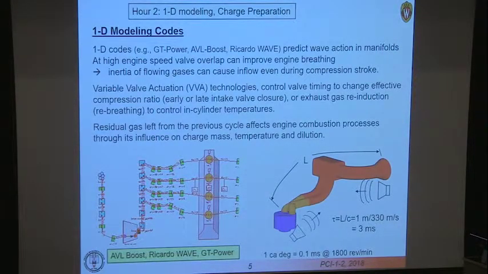So the codes that you will find that are widely used in the industry are the Gamma Technologies GT-Power, AVL Boost, and Ricardo Wave. And these codes are used to predict wave action in manifolds. Remember I mentioned the wave action earlier. And in fact, at high engine speeds, we saw that you can actually use the wave action to help improve breathing. The inertia of the flowing gases can cause inflow even during the compression stroke.